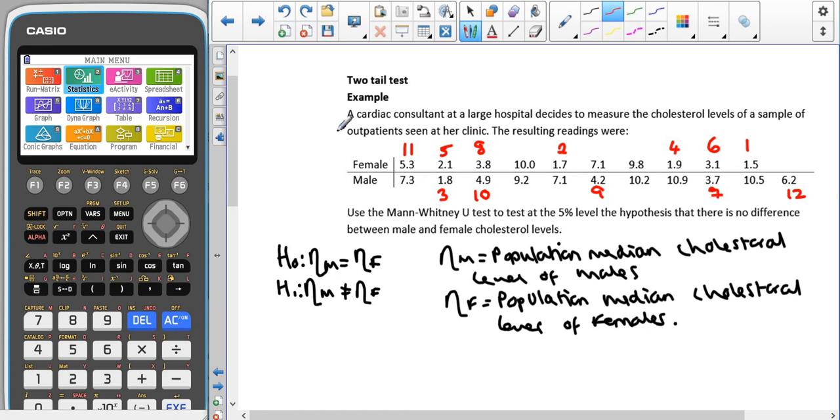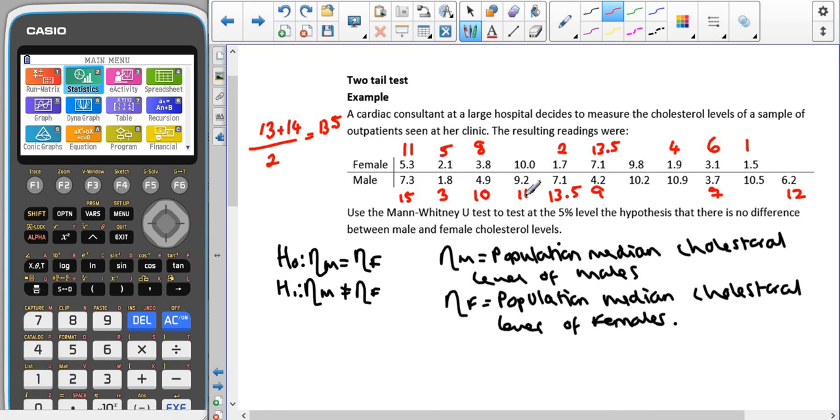Then we have two 7.1s. They get the rank of 13 and 14, split between two of them, which means that they each get a rank of 13.5. So 13.5 for that 7.1 and 13.5 for that 7.1. Then 7.3 gets the rank of 15.